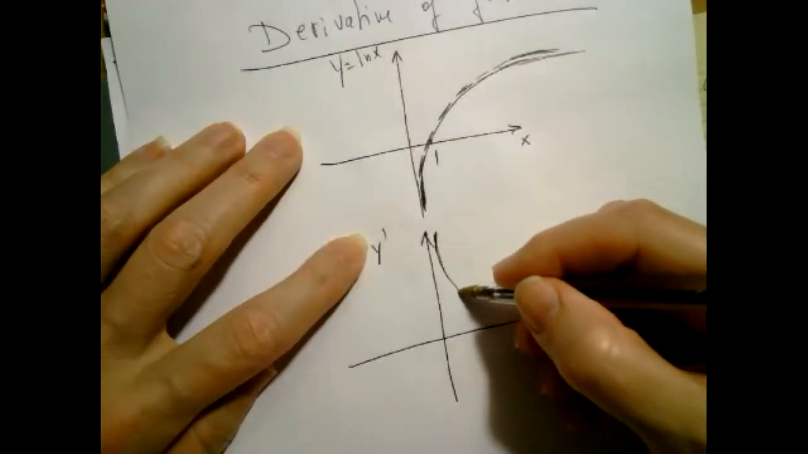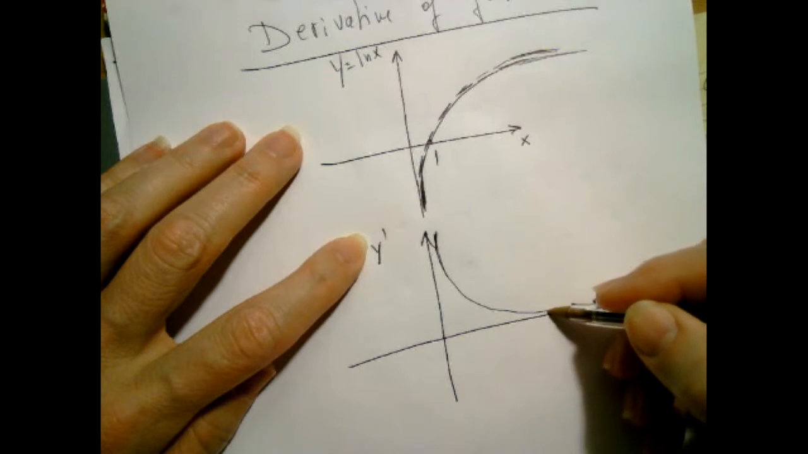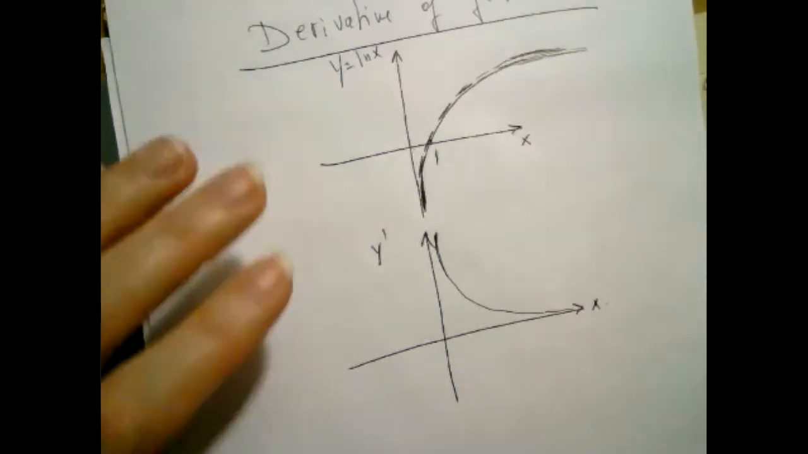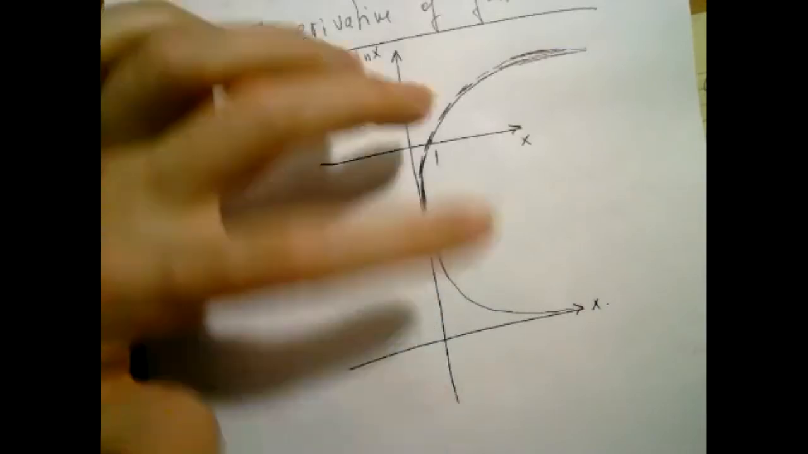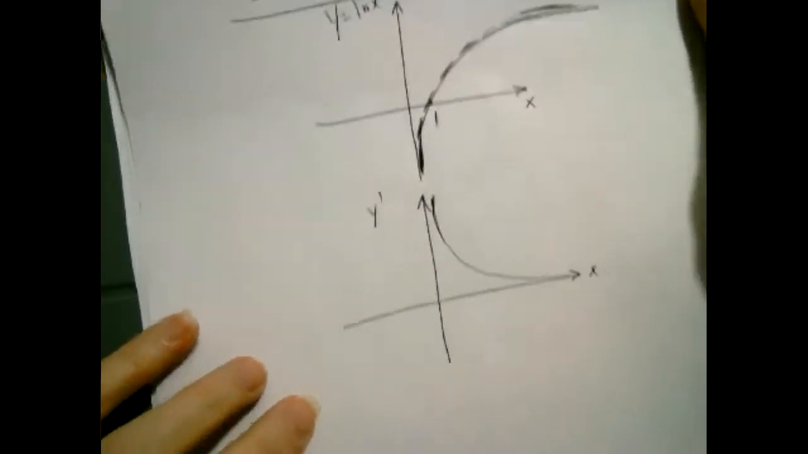It means the derivative is heading toward less. It's always positive, but it's getting smaller and smaller because the tangent line is actually becoming horizontal. Okay, so that's how the derivative looks. And now let us find a formula for it. So what is the derivative of ln?